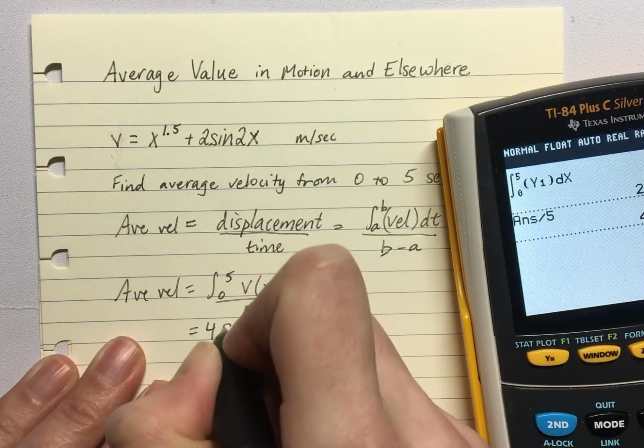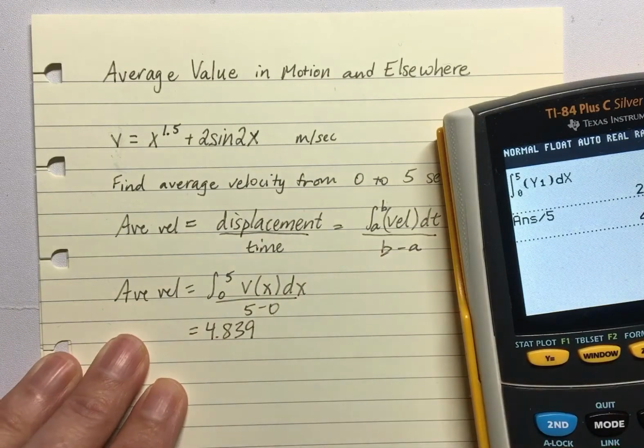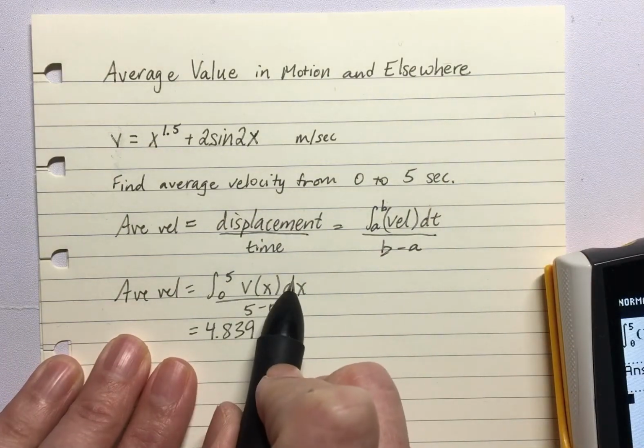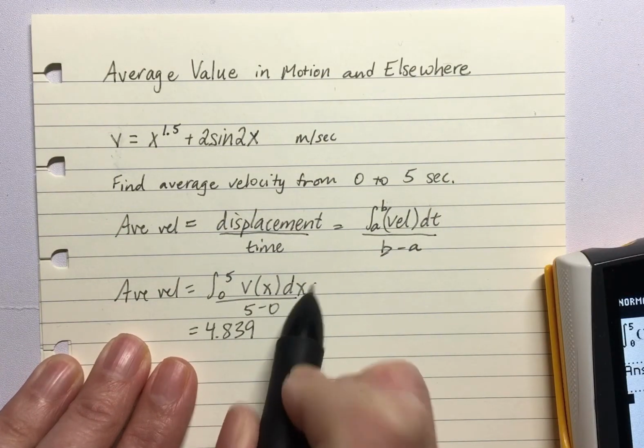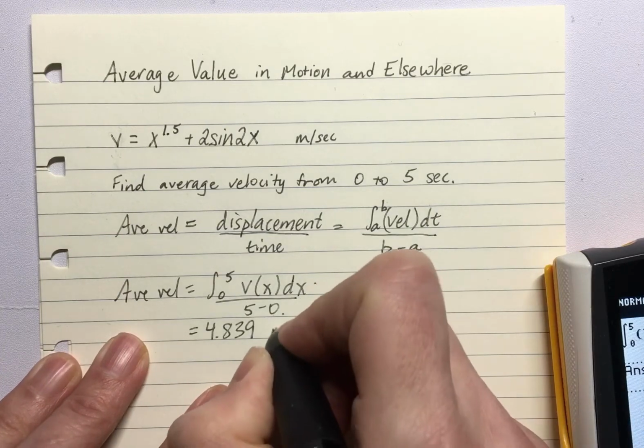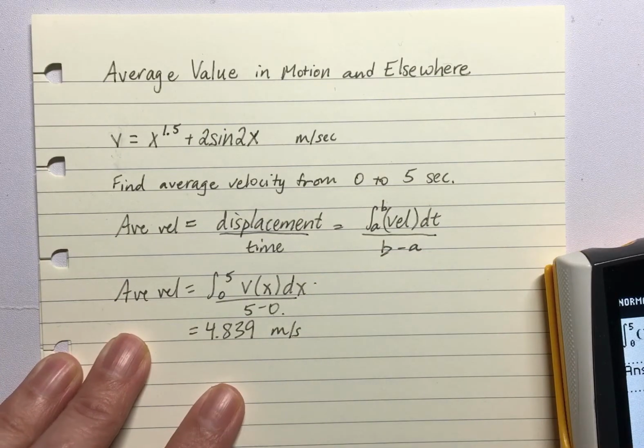4.839, yeah. And if you think about your units, since this is displacement, integrating velocity would get you meters, but then the elapsed time is in seconds. So this is still in meters per second, which makes good sense.